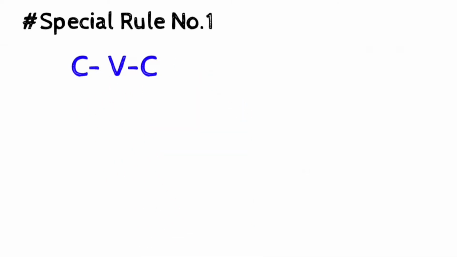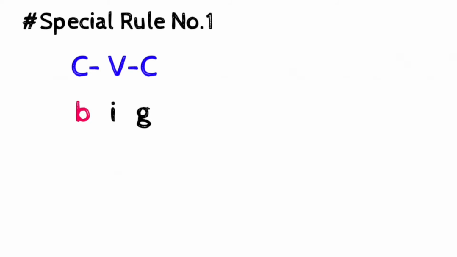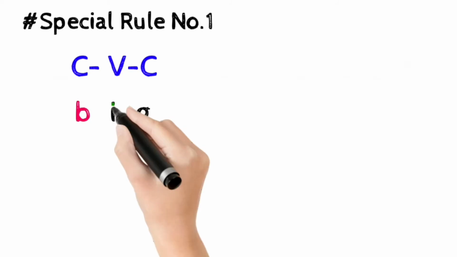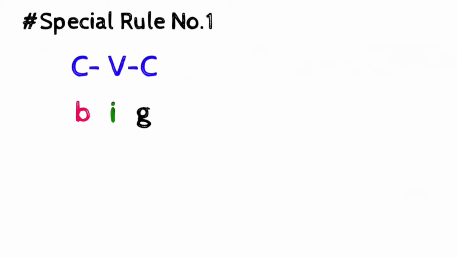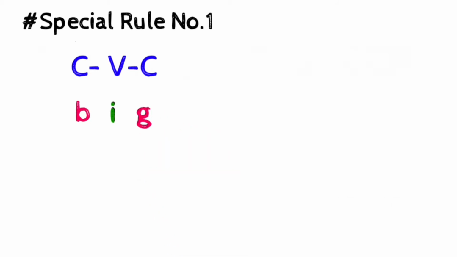CVC. C stands for consonant, V is for vowel, and C is for consonant. Now there are adjectives that are made up of CVC. For example, big, B-I-G, big. The letter B is a consonant. The letter I is a vowel. And the letter G is a consonant.